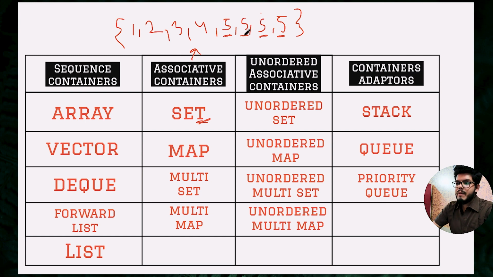So what do I mean by that? This 5, this 5 and this 5 will be eliminated and only this 5 will remain. So set stores unique elements. While in case of a multiset, all these 5s will be stored as they are. They will not be eliminated. So we will have 1, 2, 3, 4, 5, 5, 5, 5 in case of a multiset, but 1, 2, 3, 4, 5 in case of a set. So that is how you know the difference between those two.